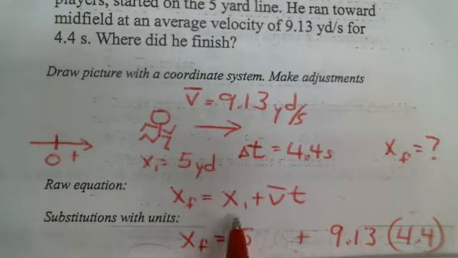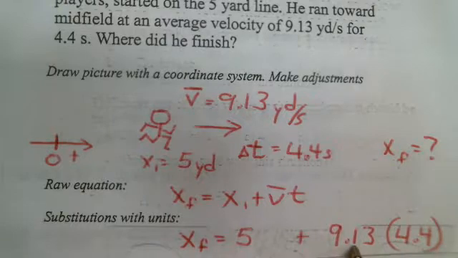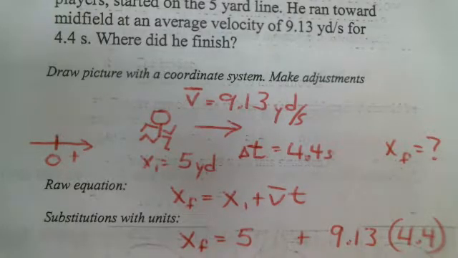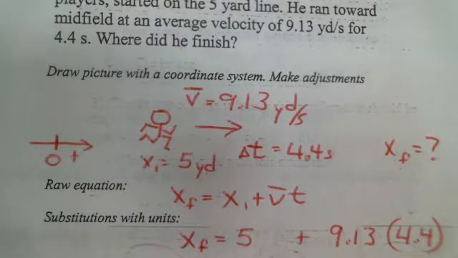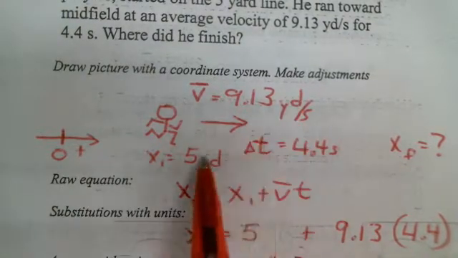Okay, so we substitute in for the initial location. The average velocity is 9.13, and the elapsed time is 4.4 seconds. You first do the multiplication, and then you add, and you get 45.2 yards. Once you have the number, you just have to look to see what kind of measurement you're looking for. You have a location, and locations are measured in a somewhat kind of a distance away from the origin. So we put in the yards to match the yards up here.